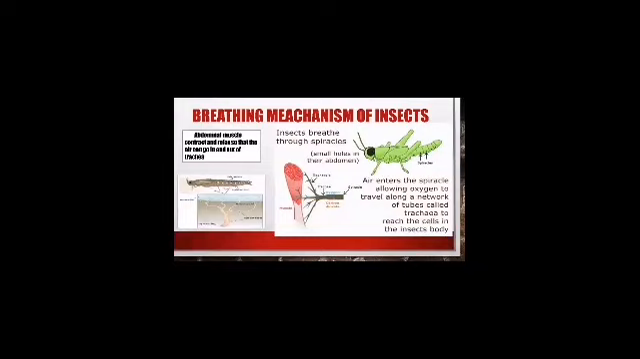Now let me talk about the breathing mechanism of insects. The abdominal muscles of insects contract and relax so that air goes in and out of the trachea. Insects breathe through spiracles, small holes in their abdomen. Air enters the spiracle, allowing oxygen to travel along a network of tubes called the trachea to reach the cells in the insect's body.